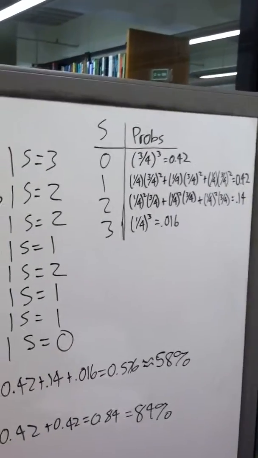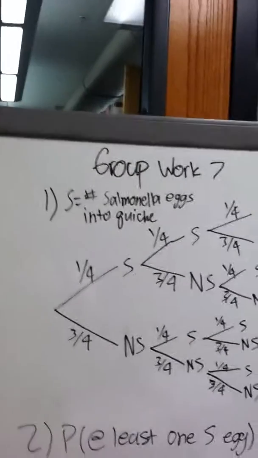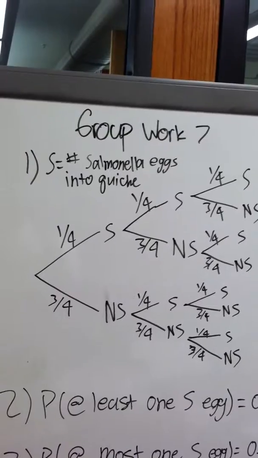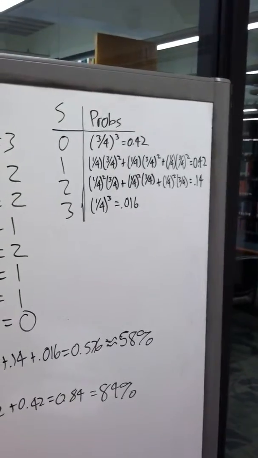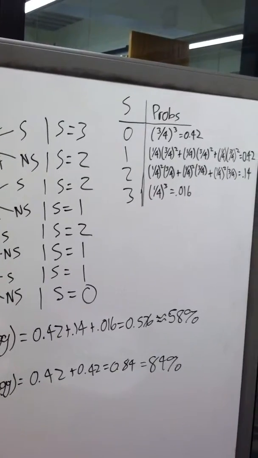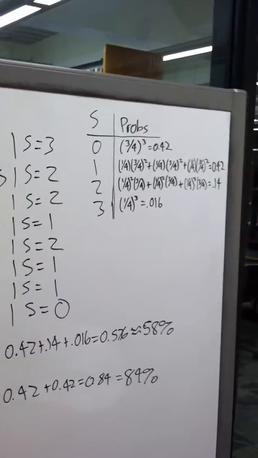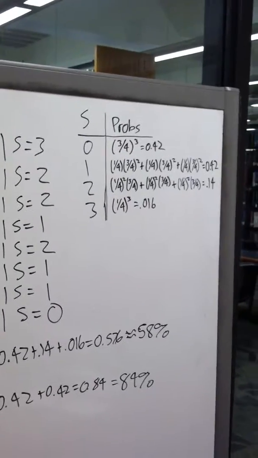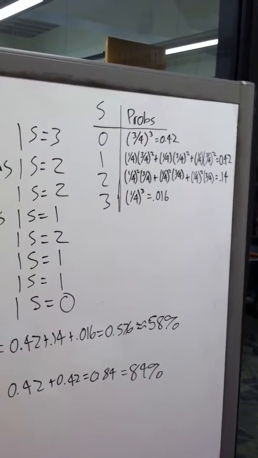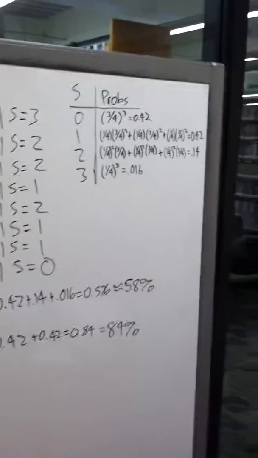So we have our values 0, 1, 2, and 3 because S is equal to the number of salmonella eggs in the quiche. So the probability that there is a 0 number of salmonella eggs in the quiche is 3/4 to the third power, or 3/4 times 3/4 times 3/4, and the probability of that is equal to 0.42.